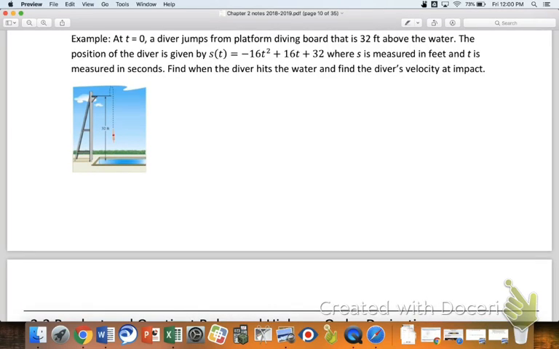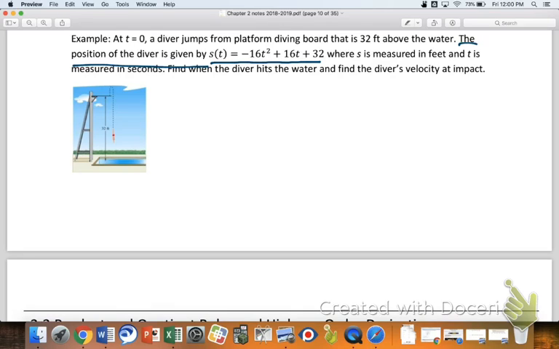With last time. It says at time t equals 0, a diver jumps from the diving board 32 feet above the water. That's some nice information, but really it gets into it. It says the position of the diver is given by this equation right here. S is measured in feet, t is measured in seconds. Find two things. Number one, find when the diver hits the water.